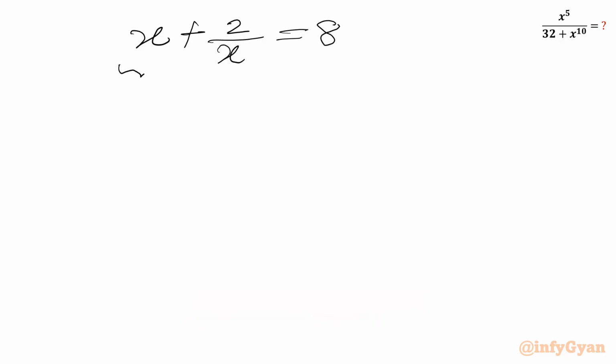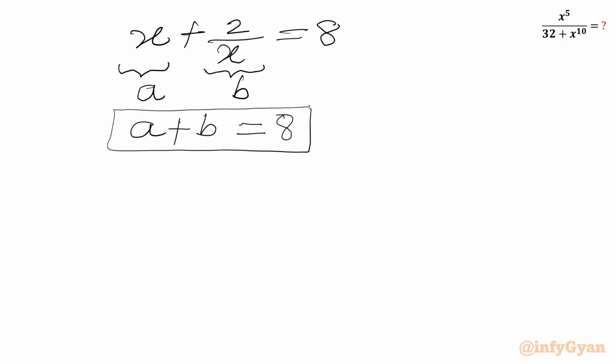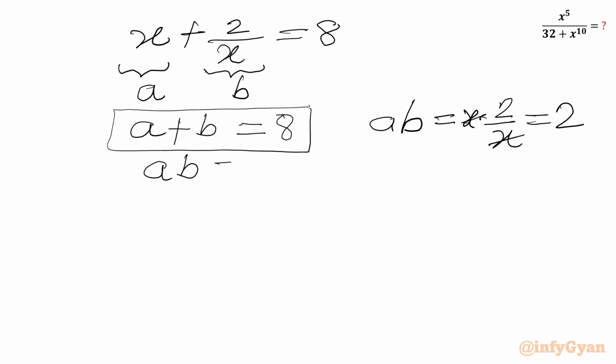Now we will consider x is equal to a and 2 over x equal to b. So I can write a plus b equal to 8. And if I multiply both, I will get a times b. This will be equal to x times 2 over x. So x and x will be over, the value will be 2. So I can write a times b equal to 2.